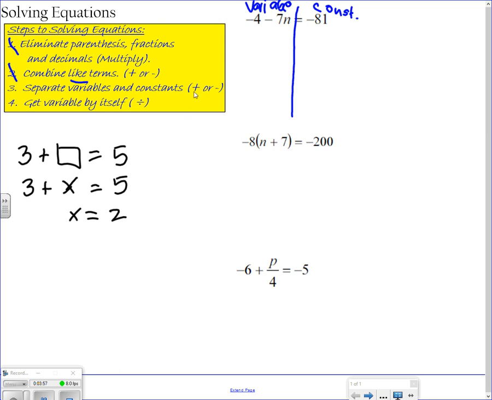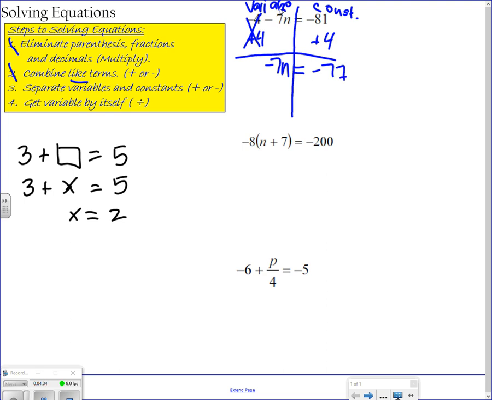Now to get rid of it, I must do plus or minus. You do the opposite. What is the opposite of -4? That'll be +4. Now mathematics says whatever you do to one side of the equation, you must do to the other side. +4. Now these two are opposites. +4 and -4 are opposites. They cancel. So all you have is -7n is equal to -81 plus 4. That'll give you -77.